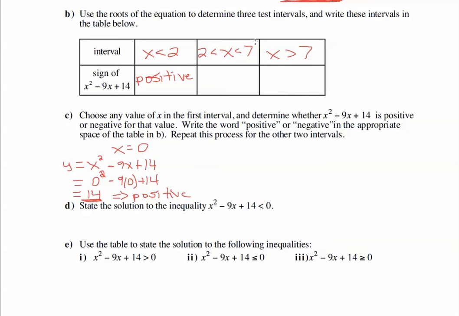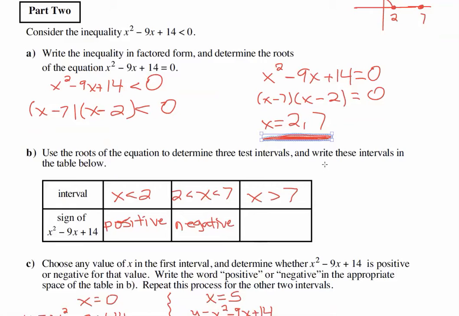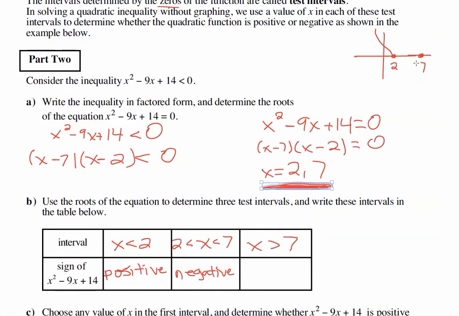Well, what about the interval between 2 and 7? We can pick any number in that interval, just don't pick the numbers on the ends. So I could pick 3, 4, 5, or 6. I'm going to pick 5. So I'm going to substitute that into my equation, and I get 5 squared minus 9 times 5 plus 14. And this is equal to negative 6. So when x is 5, y is negative 6. So we're going to write this is negative up top here. So I put that into my chart. What that also means is that on the interval between 2 and 7, I have negative values.